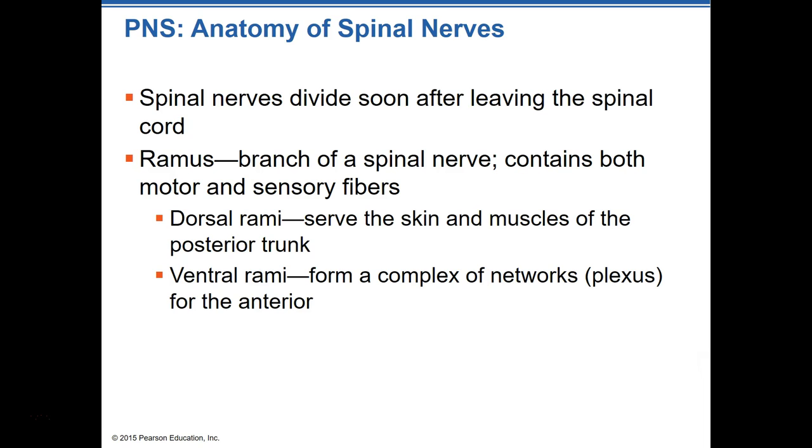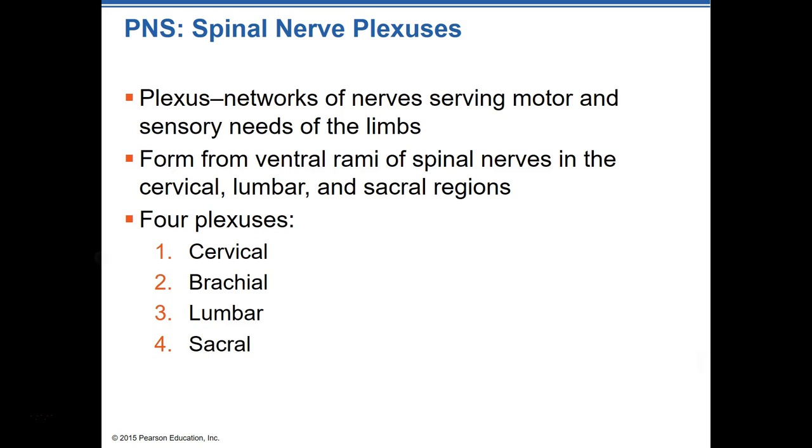Soon after they leave the spine, they divide. They start to branch off and go their separate ways. And that branch of the spinal nerve contains both motor and sensory neurons, and there's the dorsal and ventral rami of those. So just more terminology and more features that we can see with those, but once again, don't get all caught up in that.